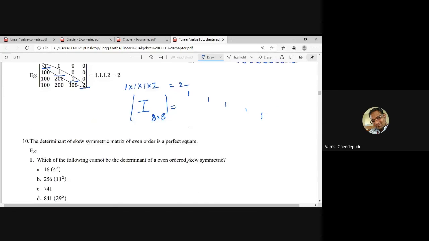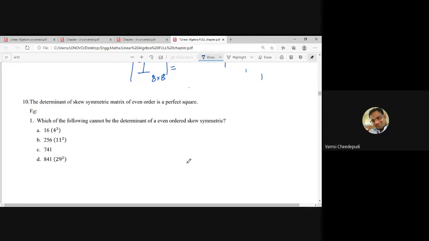Next, skew symmetric. The determinant of a skew symmetric matrix of even order is a perfect square. Sir, what is a skew symmetric? Do you remember skew symmetric? The principal diagonal elements are zeros and they must be conjugate. If A transpose equals minus A, that's a skew symmetric matrix.